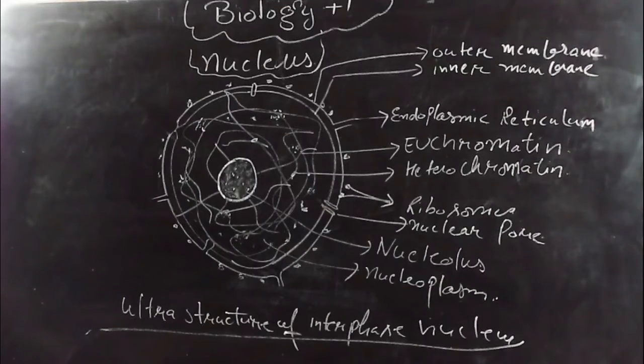Next point, on the periphery, below the nuclear envelope, nuclear matrix forms a dense fibrous layer called nuclear lamina.